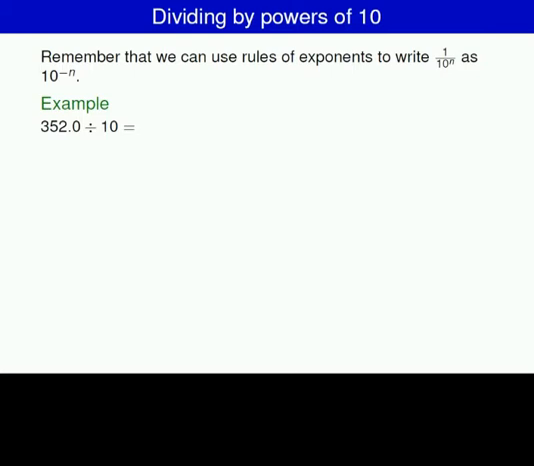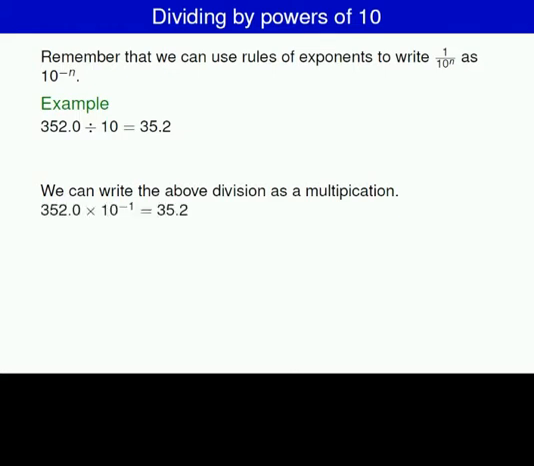So again, 352 divided by 10 is 35.2. Now division by 10 moves the decimal to the left. If you divide by just 10, it moves the decimal to the left by 1 place. We also can write this division as a multiplication using our earlier remark. We can write 352 divided by 10 as 352 multiplied by 10 to the minus 1.